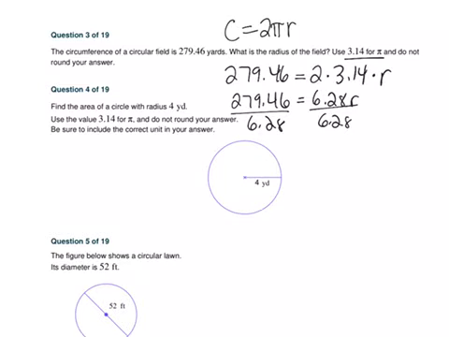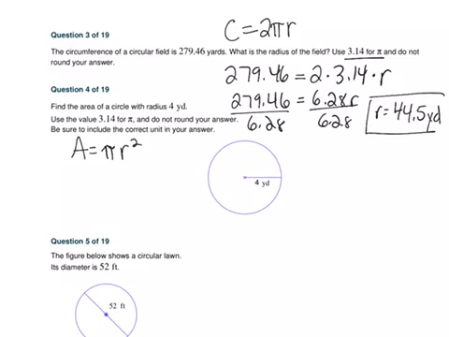So 279.46 divided by 6.28 is 44.5, and they used yards. So I'm going to say the radius is 44.5 yards. Okay? The next one is talking about the area of a circle. So the formula for area of a circle is pi r squared. And in our picture, it does give us that the radius is 4.